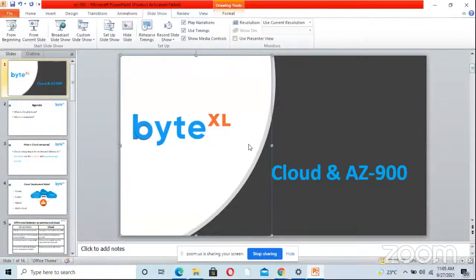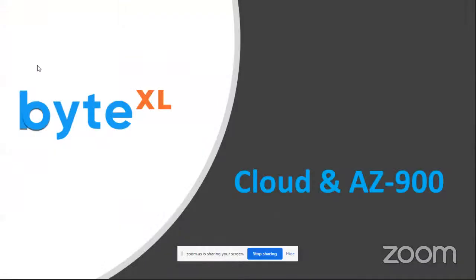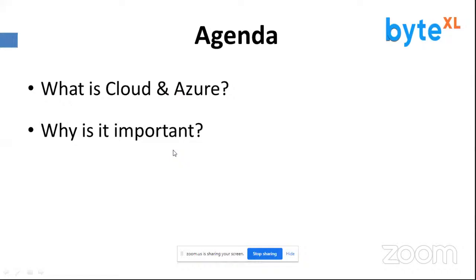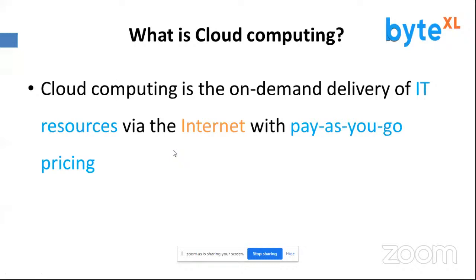Okay, so let me now explain in a little detail how all this cloud has come about. The agenda I'm going to talk about is: what is cloud in Azure, and why is it important? When I talk about what is cloud computing, as you all said, it was well explained by each one of you combined. Cloud computing is the on-demand delivery of IT resources via the internet with pay-as-you-go pricing.